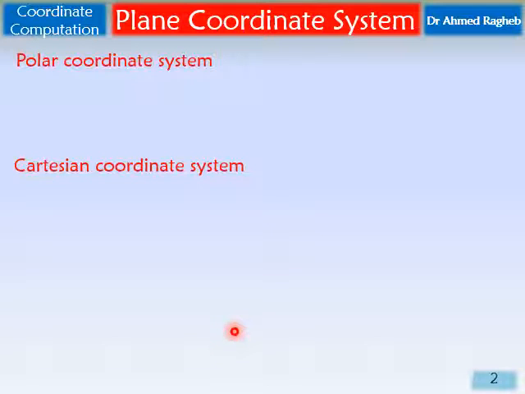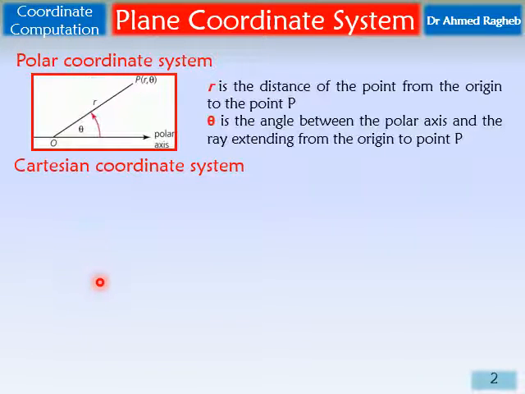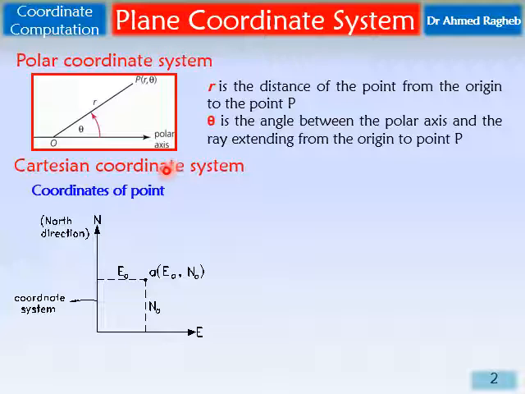The plane coordinate system, as we mentioned earlier, has the polar coordinate system. Each point is defined relative to a certain origin, and the distance from the point to the origin is measured along with the angle between the polar axis and the line joining the origin and the point. So each point is defined by r and theta, but this system is not regularly used. The one usually used is the Cartesian coordinate system.